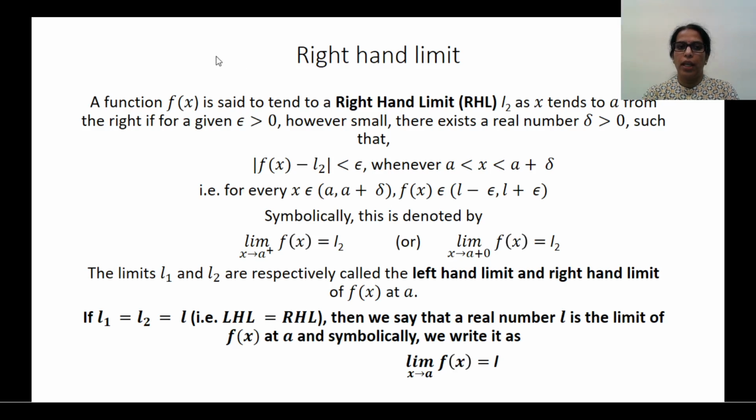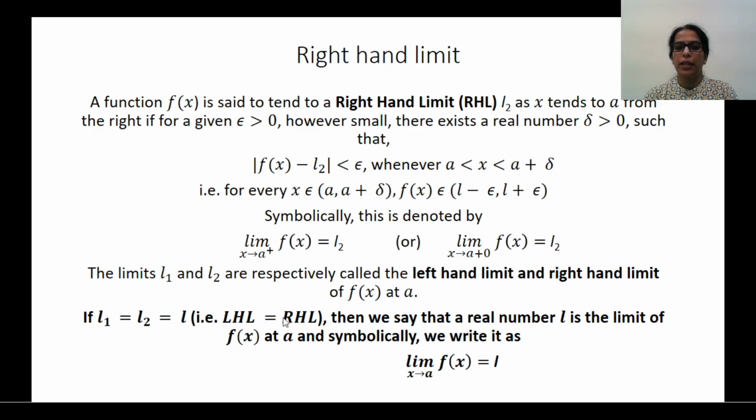Right hand limit. A function f of x is said to tend to a limit L2 as x tends to a from the right if for a given epsilon greater than 0, however small, there exists a real number delta greater than 0 such that modulus of f of x minus L2 is less than epsilon whenever a is less than x, which is less than a plus delta. Symbolically, this can be denoted by limit x tends to a plus f of x equal to L2.